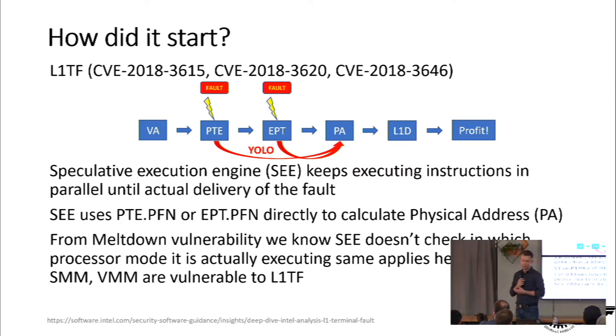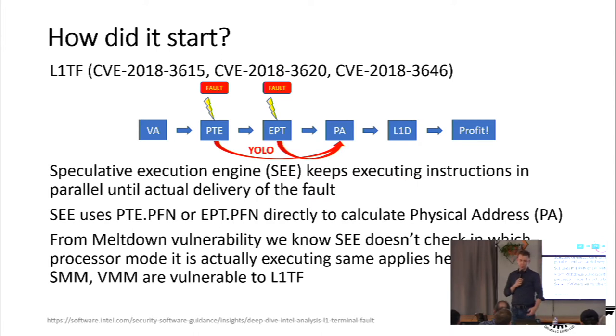So what the researchers found is that when a fault happens, for example, when you initialize the PTEs in the wrong way, or you're trying to access invalid memory, the speculative execution engine keeps executing instructions in the background because there is a synchronization issue. The signal didn't get received in time. So you have a couple of cycles where it starts executing. It keeps executing for a couple more cycles until the fault is actually delivered.